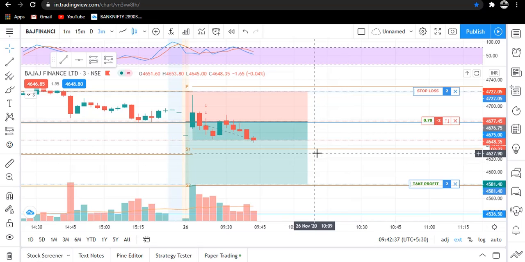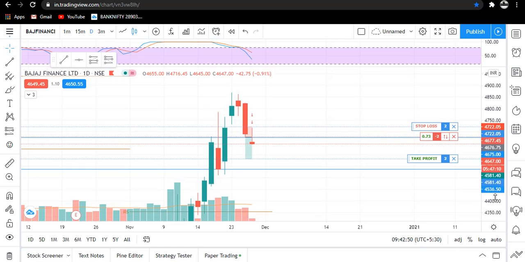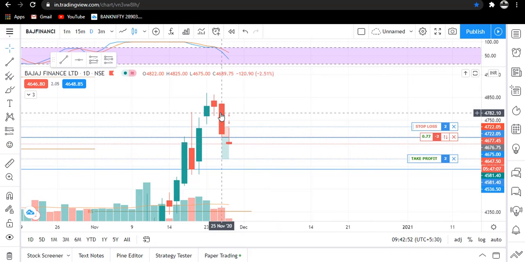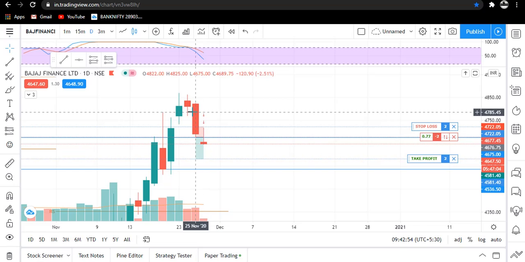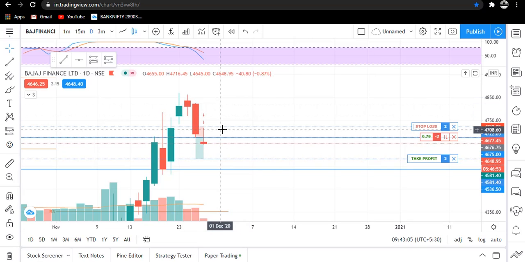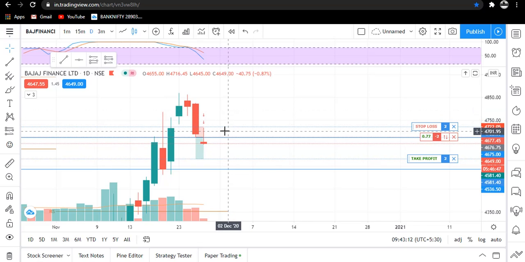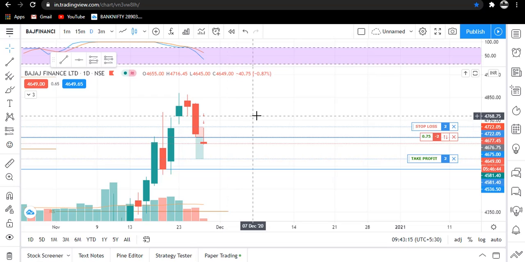Okay traders, now let me explain the trading setup for this trade. Let me first open the one day time frame. This candle which you can see here is a complete bearish candle. It is of 25th of November, that was yesterday. And what does this candle show us? It is telling us that Bajaj Finance is now in bearish mode and there are some chances that it can also fall tomorrow, that is today.